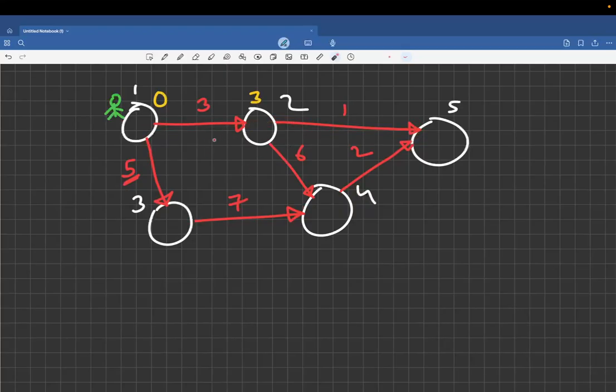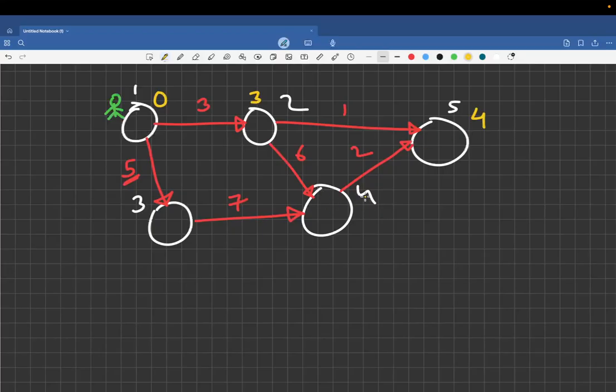Now tell me, which is the shortest path? If you just notice, 1 to 2 and then 2 to 5 has a total length of 4. And any other route has a length greater than 4, right? So to reach 5, the shortest length is 4.